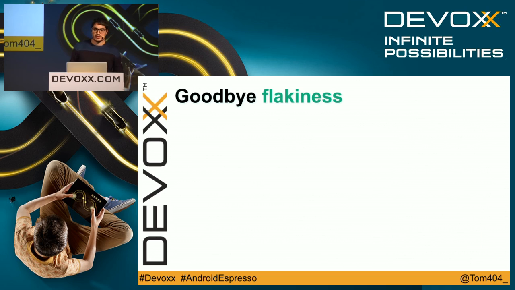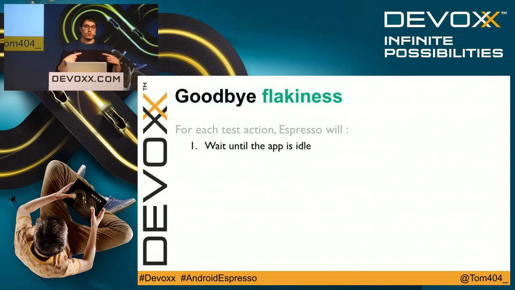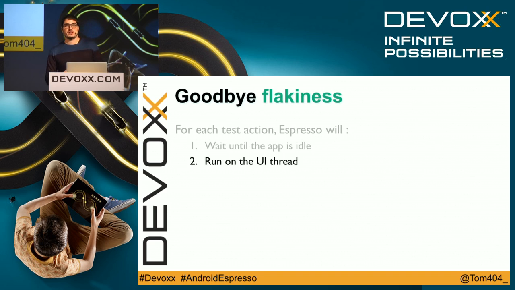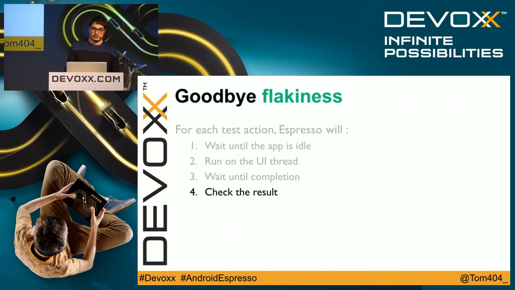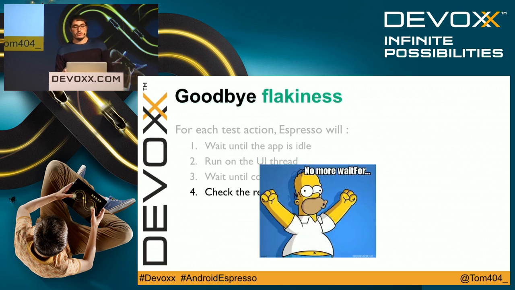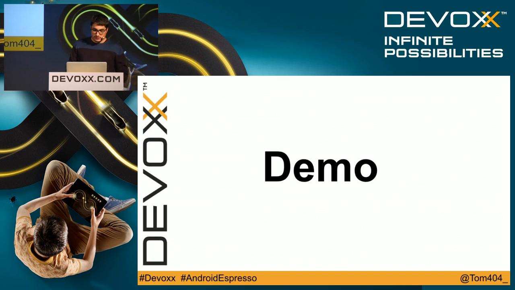So with Espresso, we can say goodbye to flakiness, because for each test action, Espresso will wait until the app is idle, then run the test action on the UI thread, wait until the test action is complete, and then check the result. So you don't have any wait in your test. That's pretty cool. So let's move on to a little demonstration.